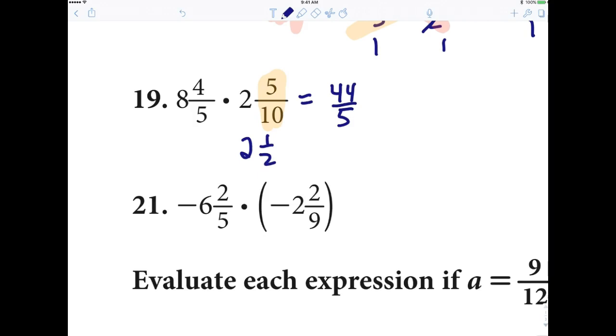Now convert 2 1/2 to an improper fraction. What is it, Reese? 2 times 2 is 4, plus 1 is 5. Nice work. 5 over 2. Beautiful. Connor, help me out now. What can I reduce? 5 and 5. Those just become what? 1s.